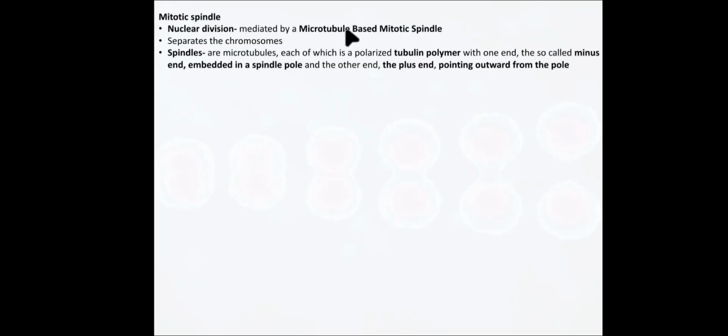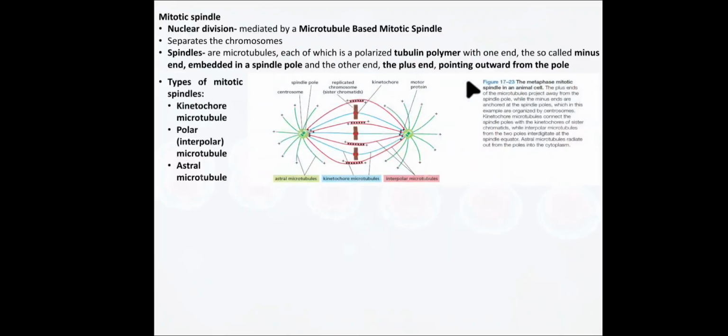The nuclear division is mediated by a microtubule-based mitotic spindle, and this mitotic spindle is formed in the prophase stage, and it has a major function in the metaphase stage. It separates the chromosomes in metaphase. Spindles are made up of microtubules, each of which is a polarized tubulin polymer. Polarized in the sense that they have a so-called minus end, which is embedded in the spindle pole, and the other end, the plus end, is pointing outward from the pole. Here you can see all plus ends are outward and minus ends are towards the pole.